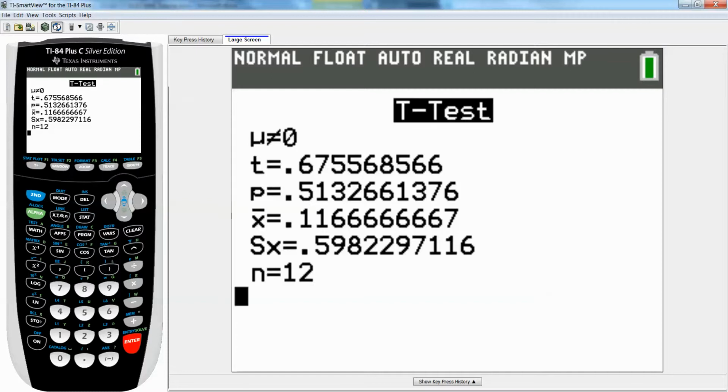This top line right here is the test statistic. Actually, the tip-top line is telling you what your alternative hypothesis is. You can double check that. You wanted a not equal to, so that's correct. There's your test statistic, 0.676. There's your p-value, which is 0.513. There's your d bar. Now the calculator thinks it's x bar, but we know better. We know this was a column of differences. So d bar is 0.1166, and s is about 0.598, and n was 12.